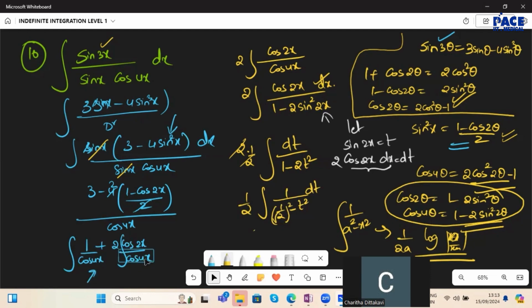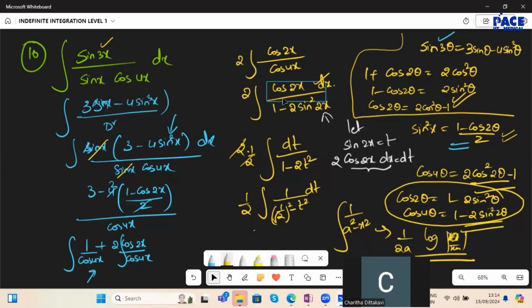Both are in different angles there. One is 2x and one is 4x. How to get them to the same angles? 4x can be reduced to 2 theta, isn't it? From the cos 2 theta formula. What is cos 2 theta? Either you can go with 1 minus 2 sine square theta or 2 cos square theta minus 1. But the better choice is 1 minus 2 sine square theta, because if I take the substitution sine 2x as t, the differentiation of sine 2x is cos 2x. So cos 2x is what I find in my numerator. Hence, I would like to go with that.